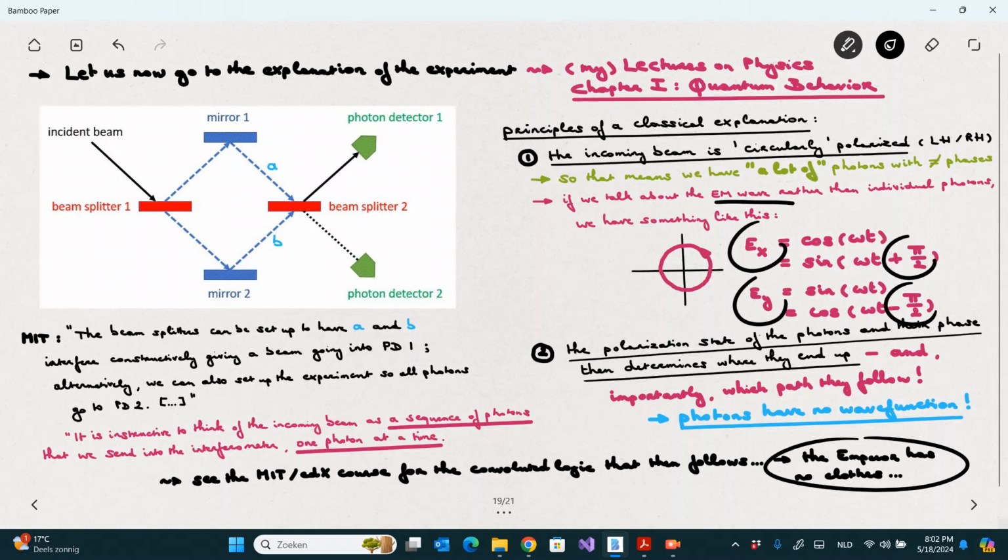So when you break that down to one photon only, then it's really the polarization state of that photon combined with its phase that determines where this photon is going. Maybe it will go here, or maybe it will go there. But the idea that the photon travels through and takes two paths simultaneously, that is nonsense, I'm afraid.